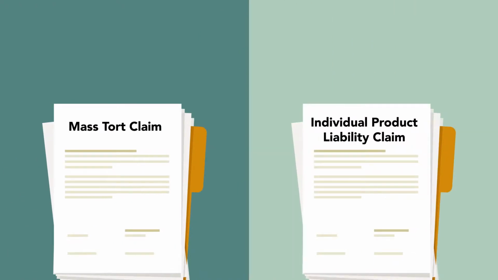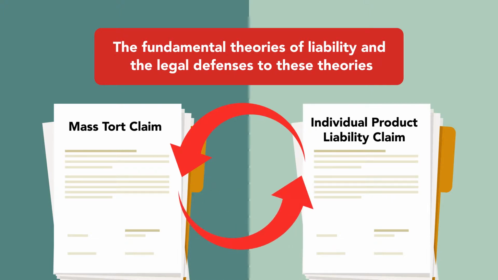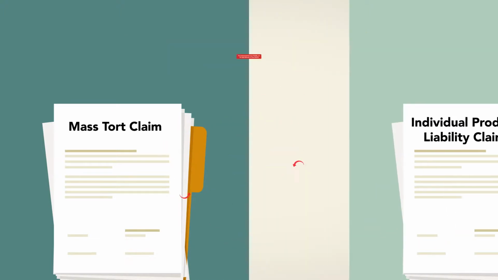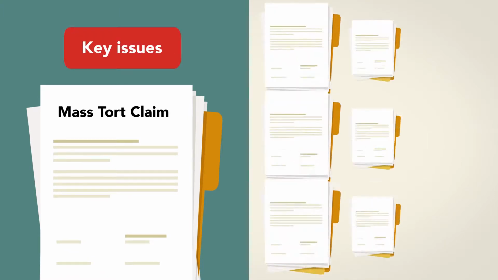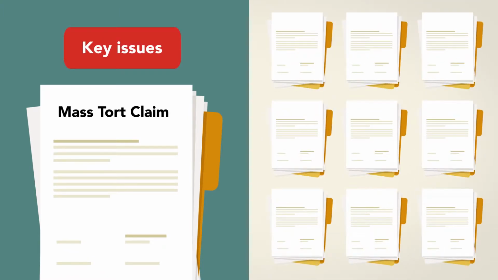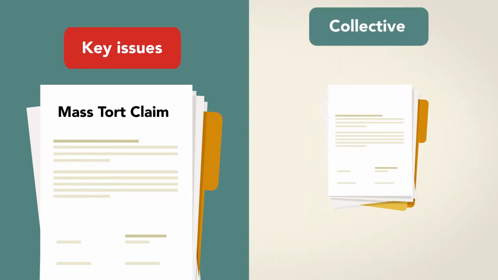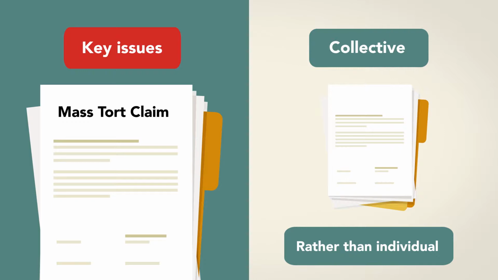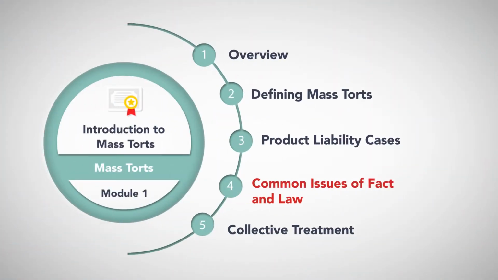The fundamental theories of liability and the legal defenses to these theories are no different than those for traditional individual product liability claims. However, in mass tort actions, some key issues that will impact the thousands of claims are common. There are core common issues that give impetus to the effort to treat mass torts in a collective rather than individual fashion. Common issues of fact and law.